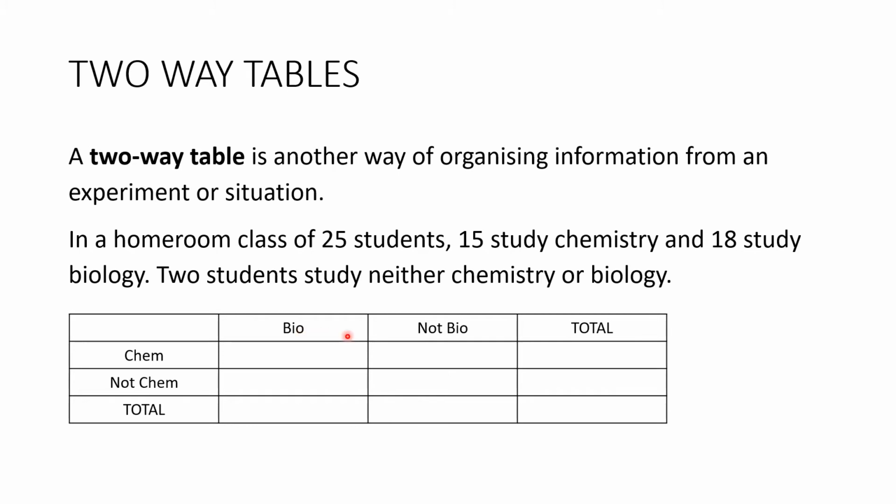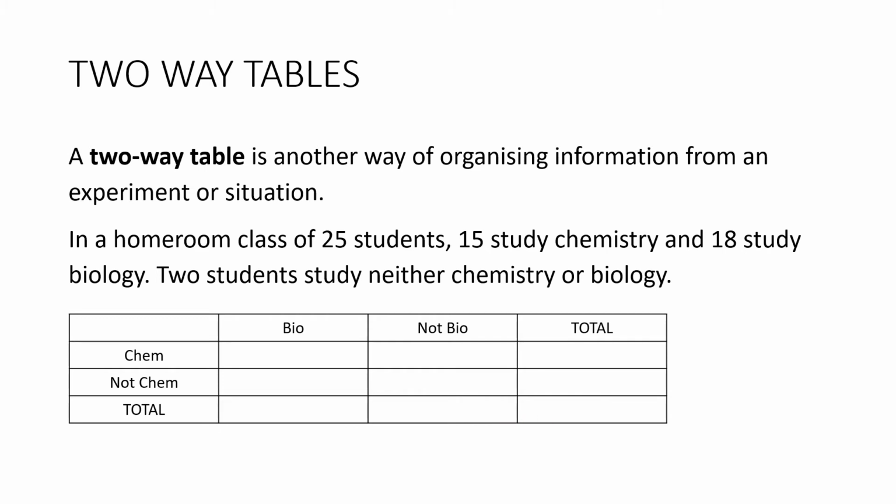We've got one of our attributes here, biology and not biology. We have the other attribute here, chemistry and not chemistry. A Venn diagram doesn't have these not parts. And then we have totals here and totals along here.